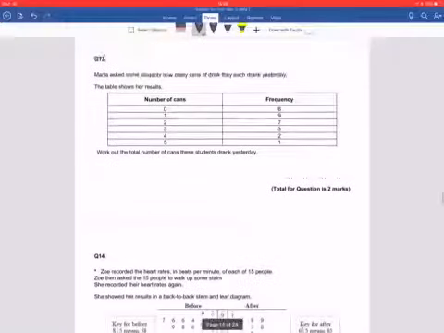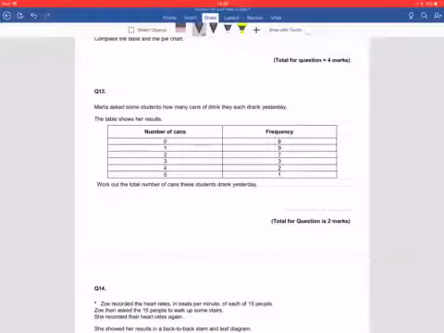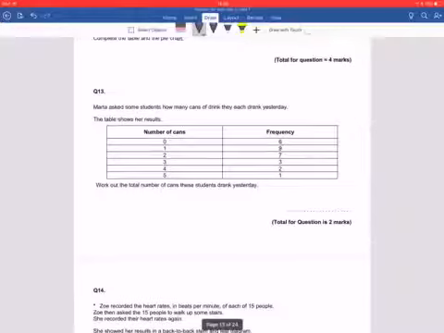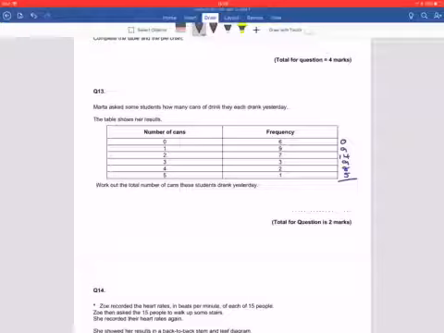Oh no, 2 more to go. Marta asks some students how many cans they drink each day. Work out the total number of cans these students drank yesterday. So, just multiply them together. Nice and easy. 1 9 is 9. 2 7s are 14. 3 3s are 9. 4 2s are 8. 5 1s are 5. I am sure this is going to be, so, just a foundation question. So, 9 plus 14 plus 9 plus 8 plus 5 equals 45. And that's it. Nice, easy one.